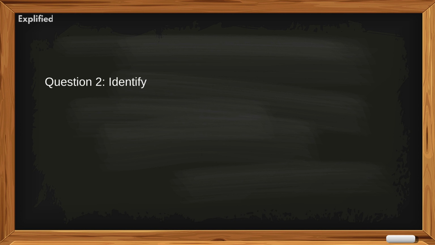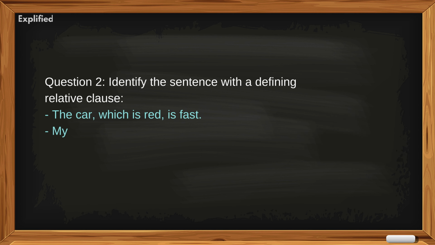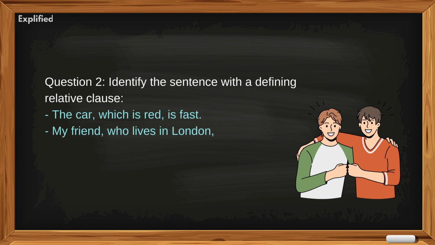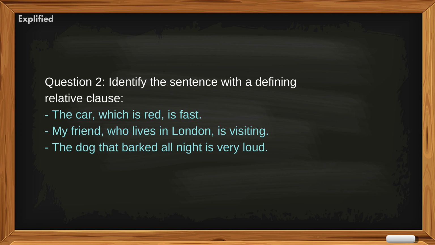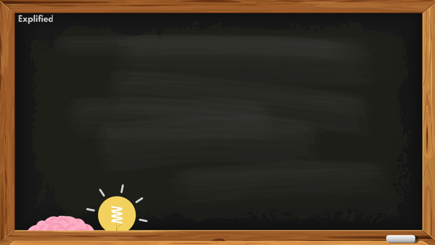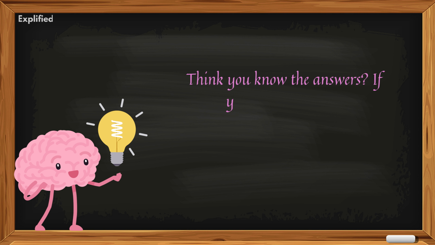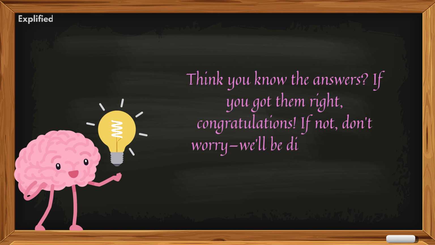Question 2. Identify the sentence with a defining relative clause. The car, which is red, is fast. My friend, who lives in London, is visiting. The dog that barked all night is very loud. The park, which is nearby, is clean. Think you know the answers? If you got them right, congratulations. If not, don't worry, we'll be diving into this topic in today's video.